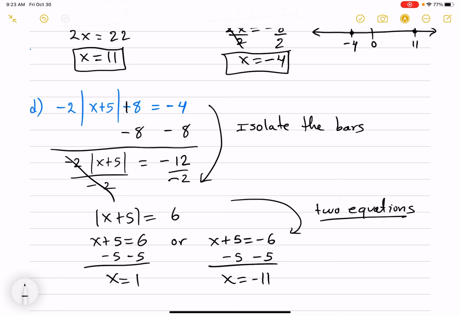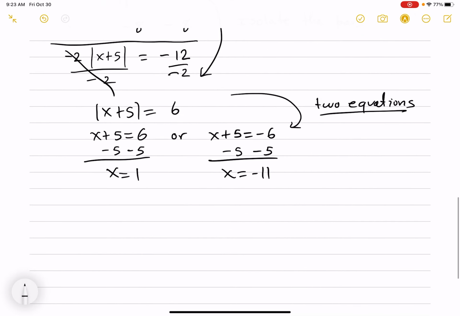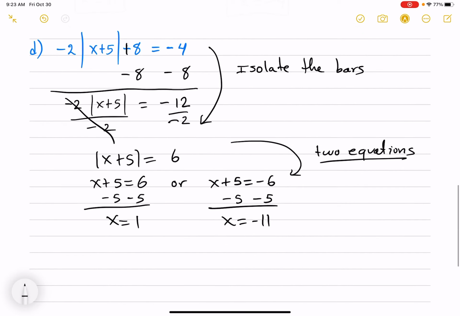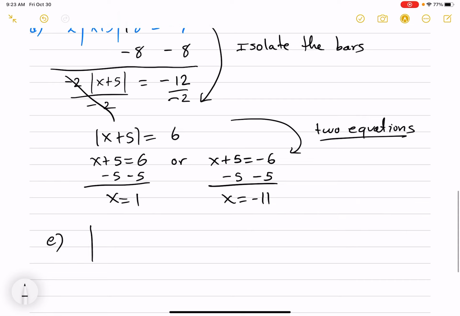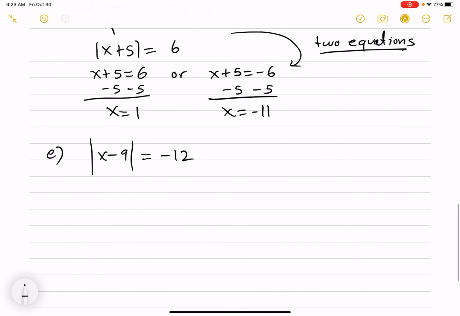Really quick, this is the end of this example, but let's say that we end up with something that looks like this. If we have the absolute value of, say, x minus 9 equals negative 12, what can we say about this problem? We just said up at the top that the absolute value is the distance from 0, and the distance could never be negative. So by having absolute value entirely by itself and then a negative outside, there's no way we could do this, because the distance from 0 to any number is always positive, not negative. So this is a problem, so we say no solution.